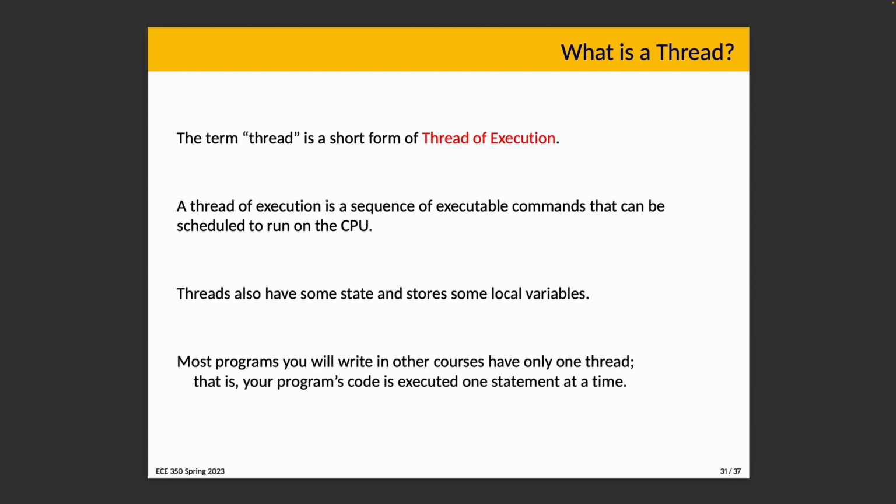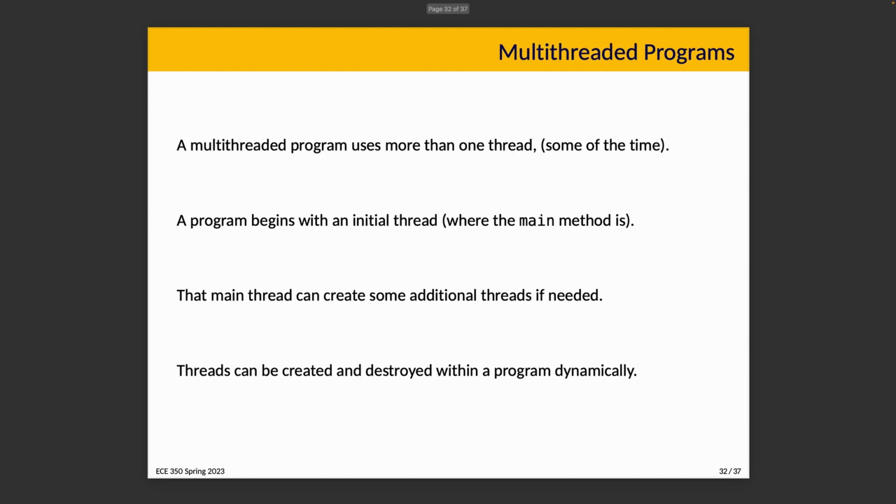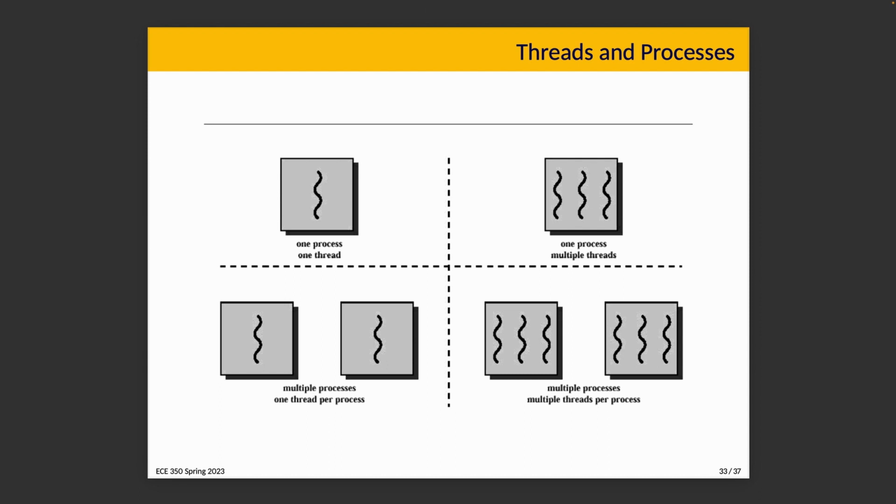Threads themselves have state as well as local variables, and most programs that we wrote in previous courses before ECE 252 had only one thread. Program code executed one statement at a time. Things got interesting when we decided to break that rule. A multi-threaded program uses more than one thread, at least some of the time. The program begins with an initial thread where main is, and we created and destroyed additional threads dynamically.